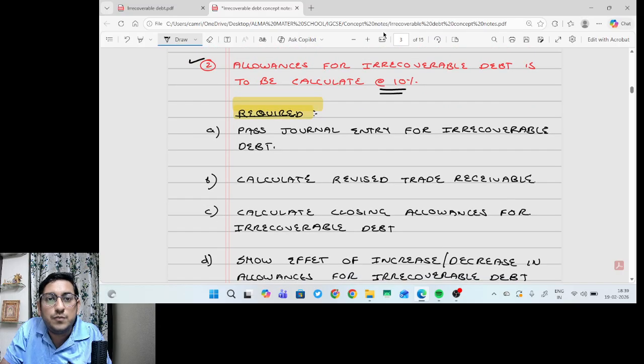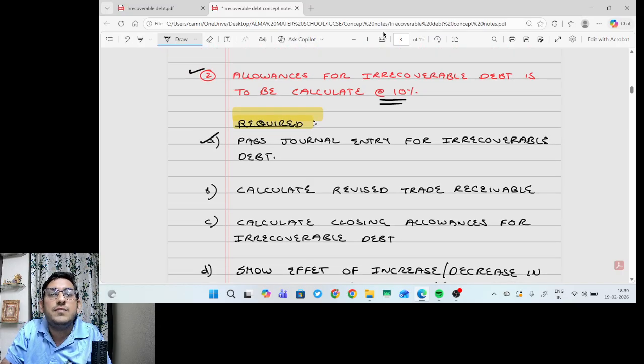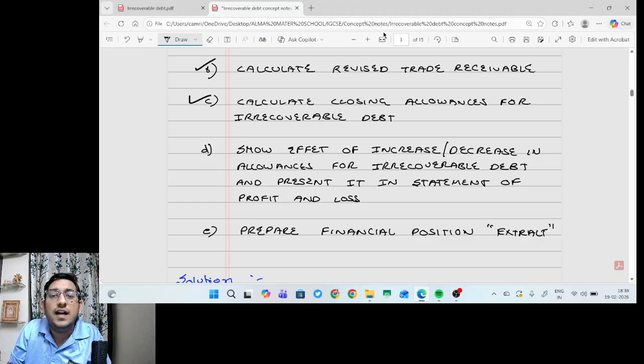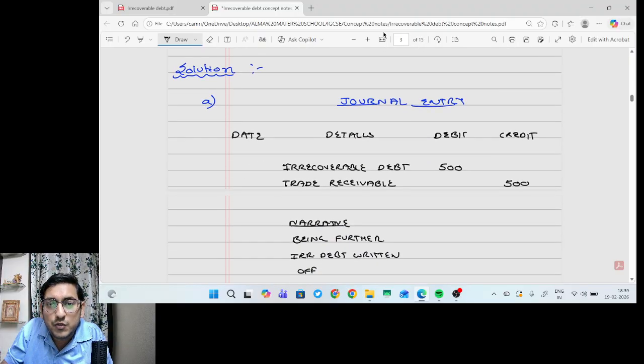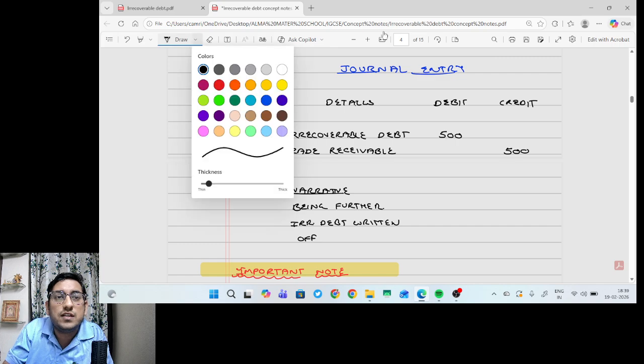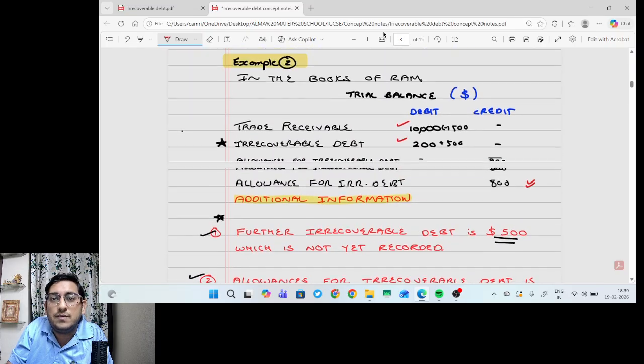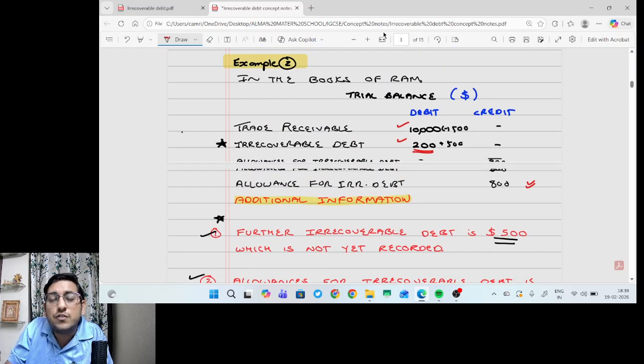Now, you are required to prepare the journal entry of irrecoverable debt and calculate revised trade receivable. Sir, why are we calculating revised trade receivable? So that we can know the closing trade receivable balance. Then calculate closing allowances for irrecoverable debt, show the effect of increase or decrease in allowances, and then prepare the financial position. Quickly, the journal entry: irrecoverable debt account debit, trade receivable account credit 500. Sir, which 500? The further irrecoverable debt. Sir, why have we not passed the journal entry for 200? Because it has already been adjusted.